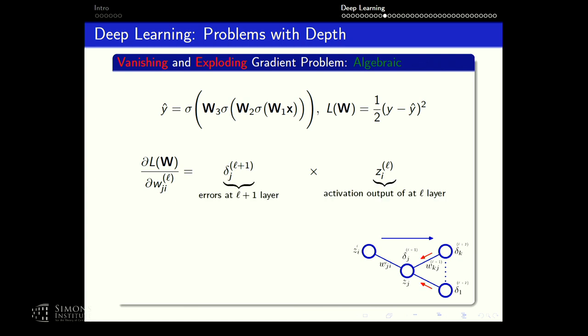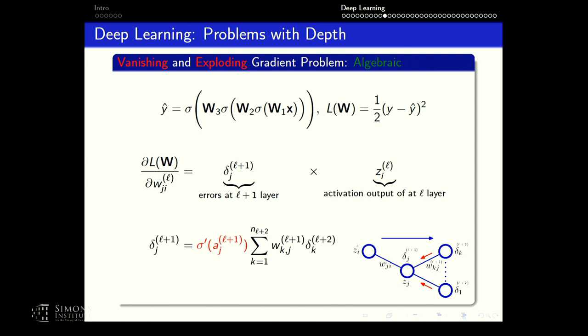The important thing is that one of these terms depends on the derivative of these sigmas here. They're known as activation functions. The derivative of the activation function at a certain point. Now, if your activation function has a lot of flat regions, then this is going to be very small, if not zero. And in order to compute this, I also need to compute other quantities from the layers after this layer, which also include terms like that.